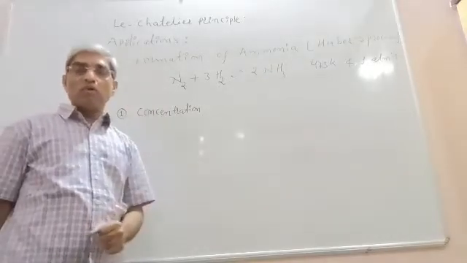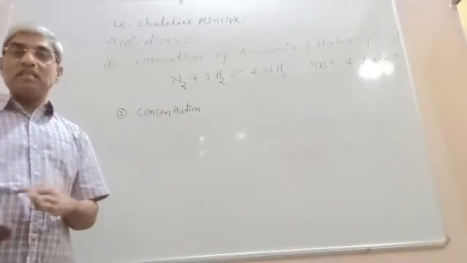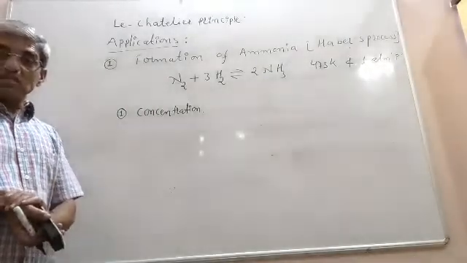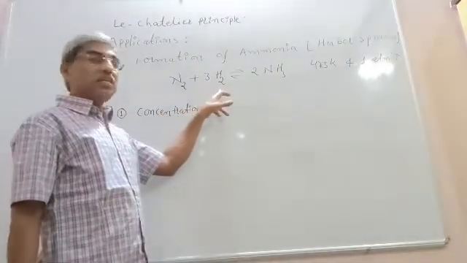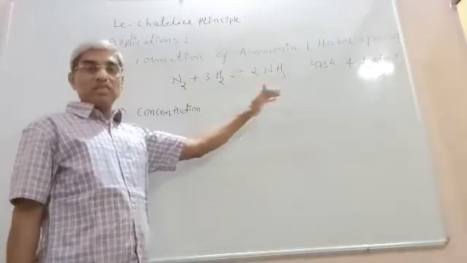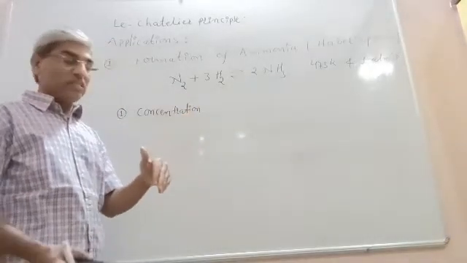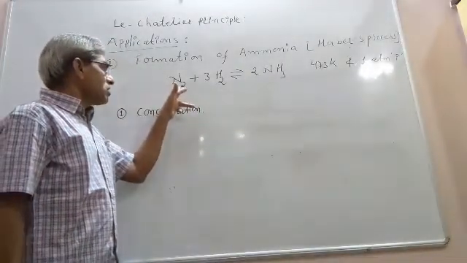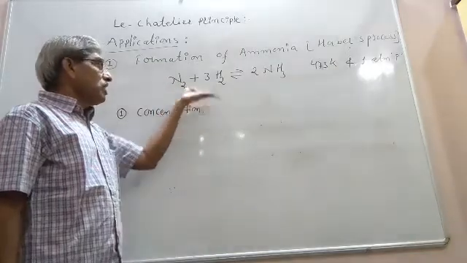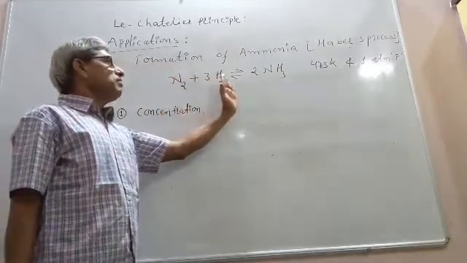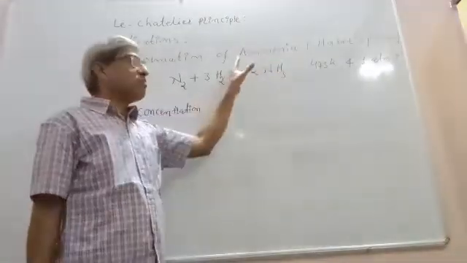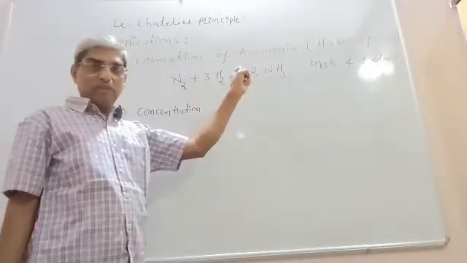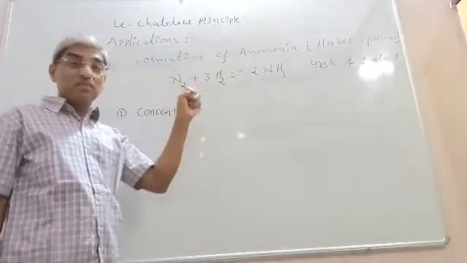Again, we discussed in the law of mass action that rate is directly proportional to the concentration, right? As the concentration of a reactant increases, the rate of forward reaction increases. Therefore, if the concentration of N2 or H2 increases, the equilibrium will shift towards ammonia and more ammonia is obtained. Therefore, Le Chatelier principle is used, right?